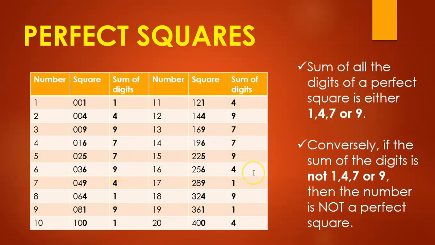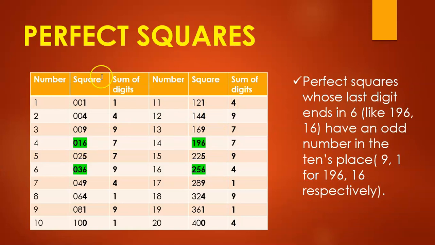So there's another property. If the sum of the digits of a number is not 1, 4, 7, or 9, then that number is not a perfect square. Conversely, if the sum of the digits of a number equates to either 1, 4, 7, or 9, that number may be a perfect square. Doesn't have to be, but could be. So that's another method of elimination.